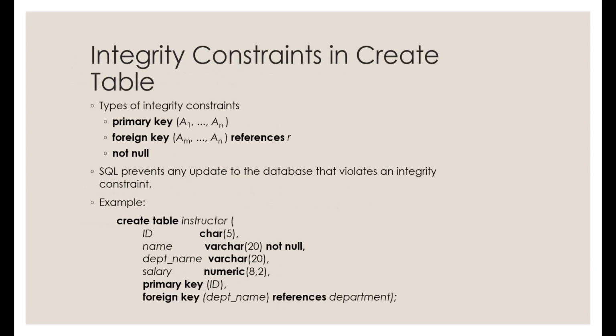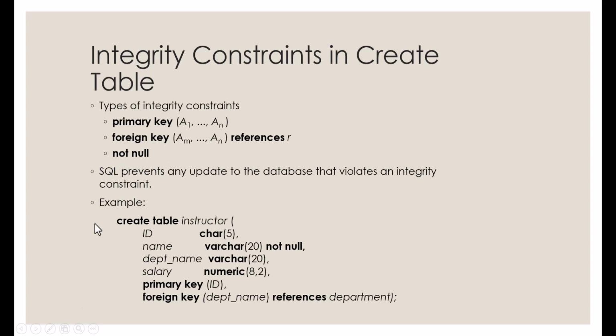Okay? So you can indicate that an attribute is a primary key. We will also talk about foreign keys. Foreign keys are keys that reference another attribute in another relation. Okay, not null means that it cannot be null. It has to have a value.